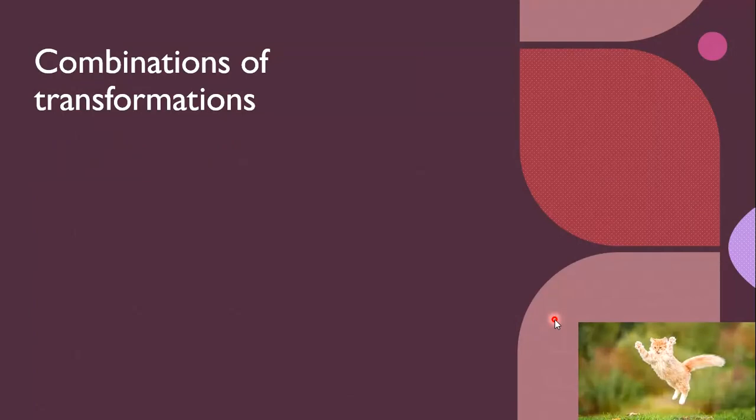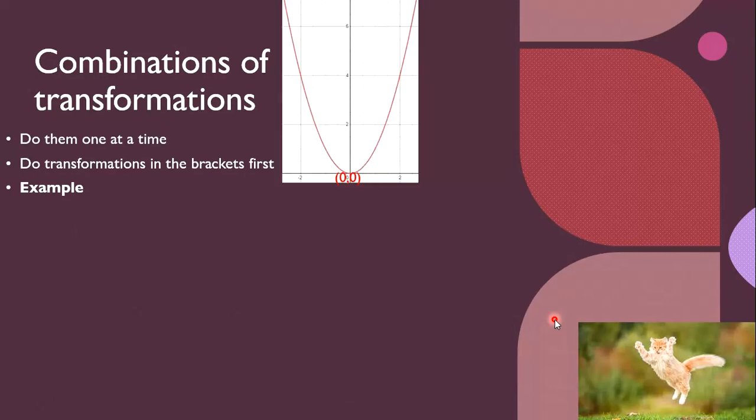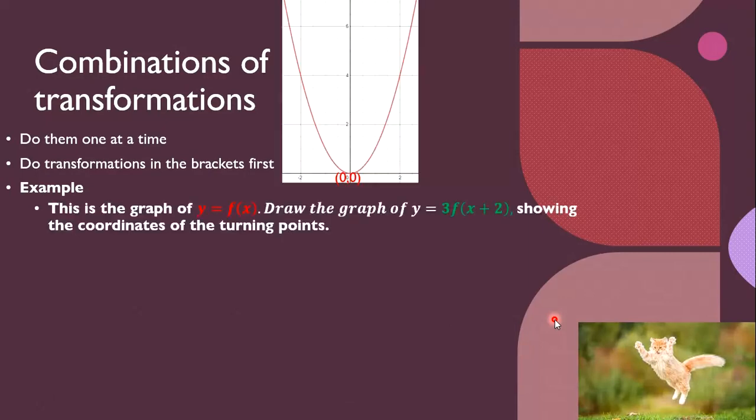Okay, this one, we're going to go over combinations of transformations. You need to do them one at a time. Do transformations in brackets first. Here's an example. This is the graph of y equals f of x. Draw the graph of y equals 3f of x plus 2, showing the coordinates of the turning points.